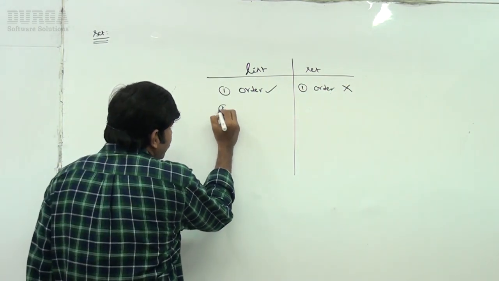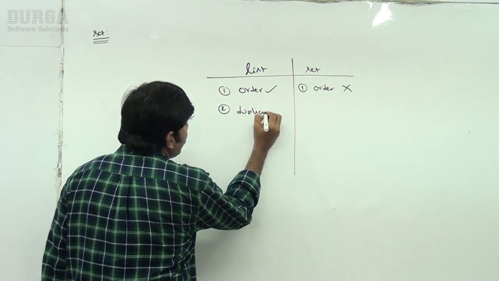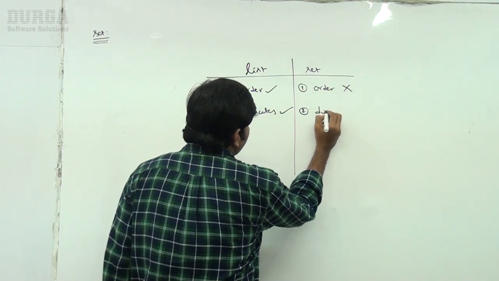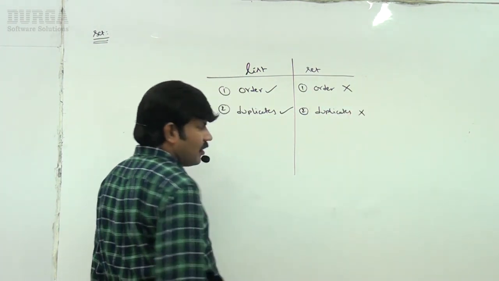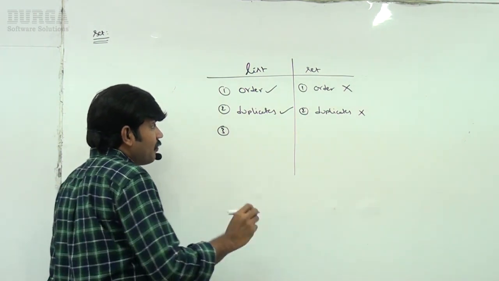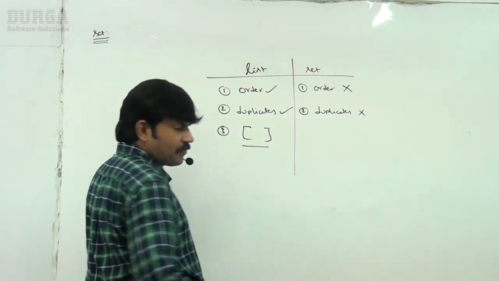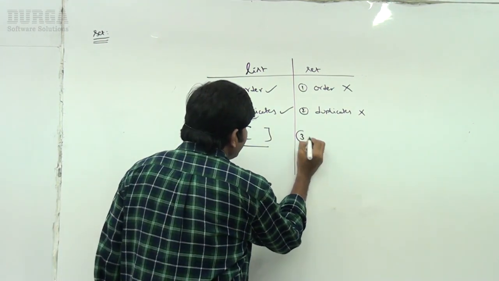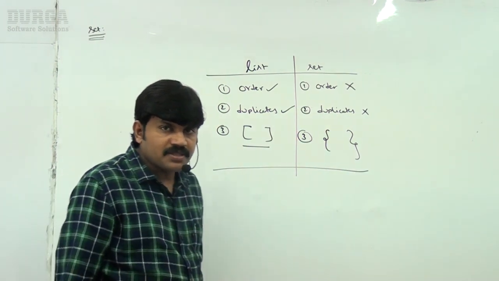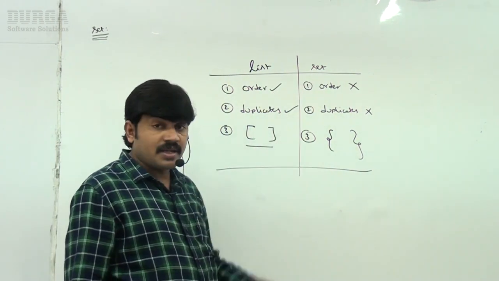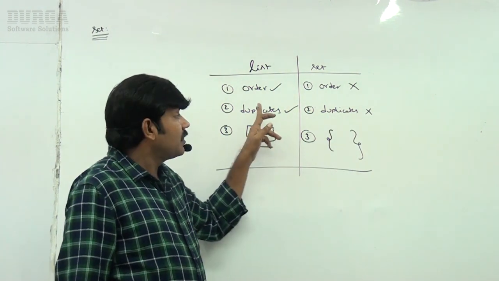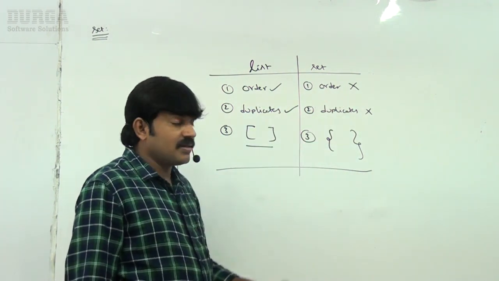Second one, sir, duplicates. Duplicates are allowed in a list, but in the case of set, duplicates are not allowed. Next, list we can represent by using square brackets, but we can represent a set by using curly braces. That's all. If any person asks the question, what is the difference between list and set? In the list, duplicates are allowed, but in set, duplicates are not allowed. In the list, order will be preserved, but in the set, order is not preserved.